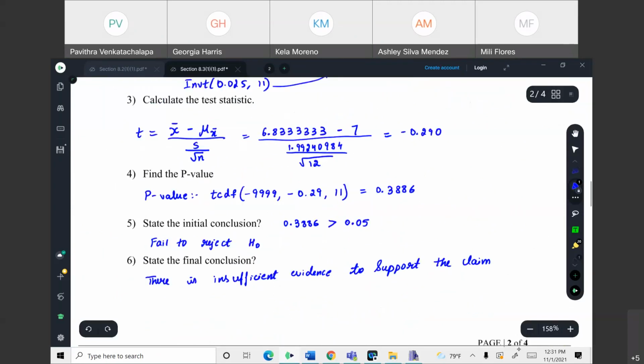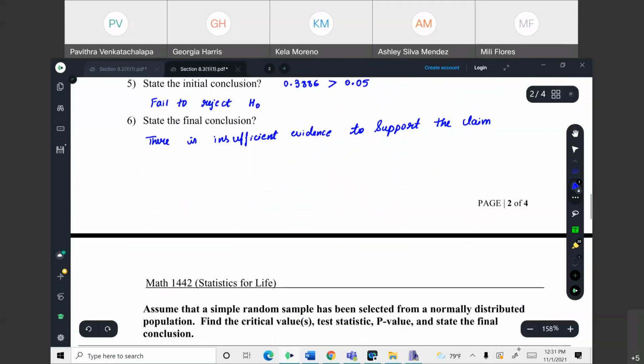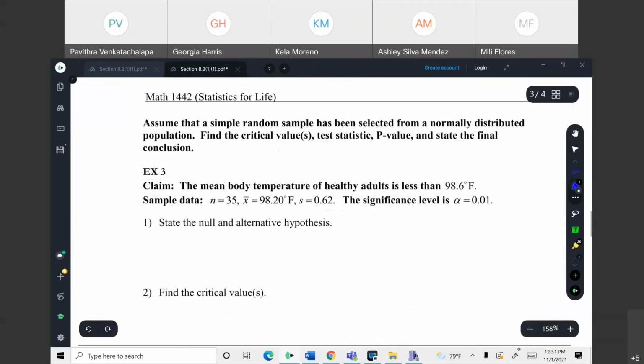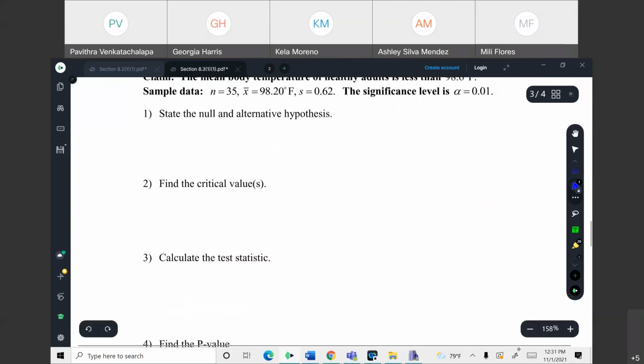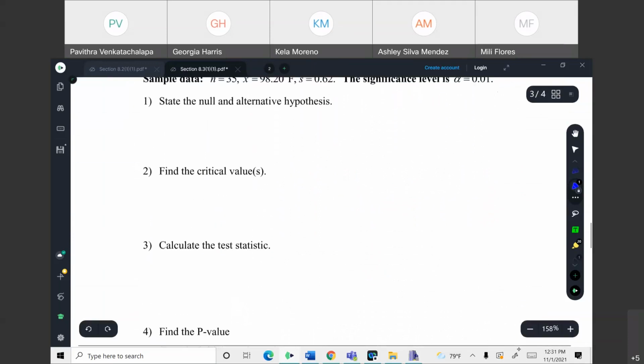You just have to repeat the steps which you did for section 8.2. Okay. Now I will leave this problem to yourself. Find the answer and tell me the final conclusion.